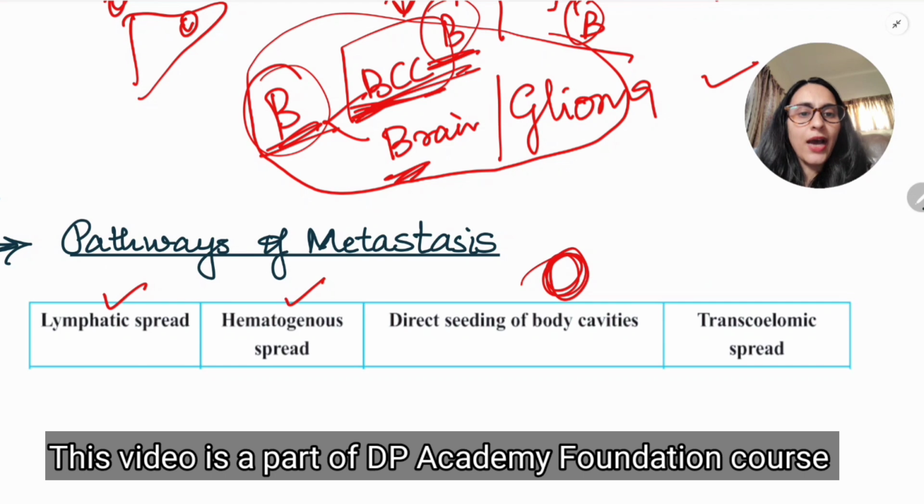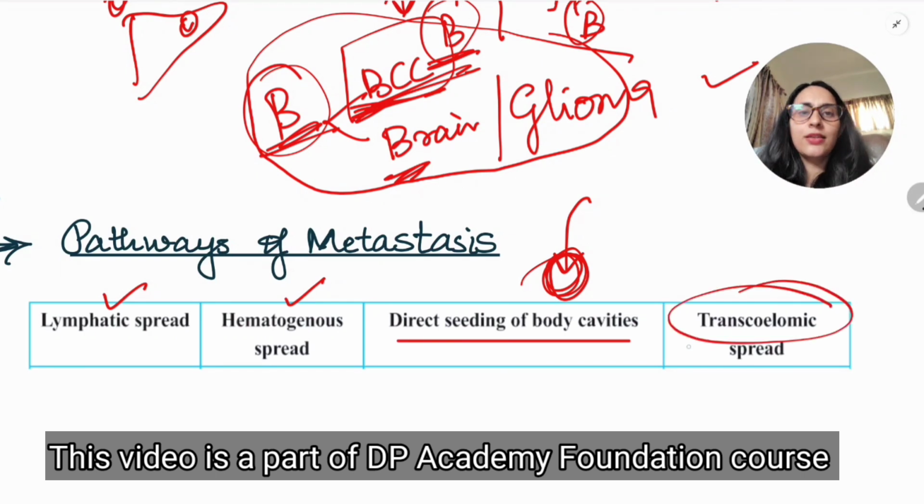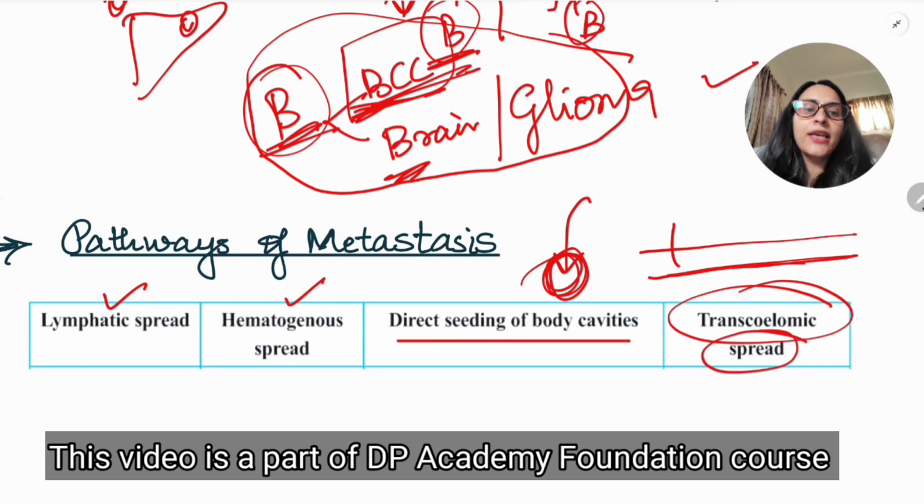Direct seeding of the body cavities means they are going to sit in the body cavity. These tumors will grow anywhere else, but they will come and sit in the body cavities. Transcoelomic spread is the one in which they take the body cavity as a route. The road is going to be the transcoelomic cavity. Coelom means body cavity. Trans means the route here is the body cavity. That is why it is transcoelomic. So they are taking the road trip.